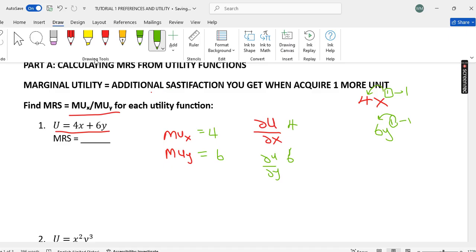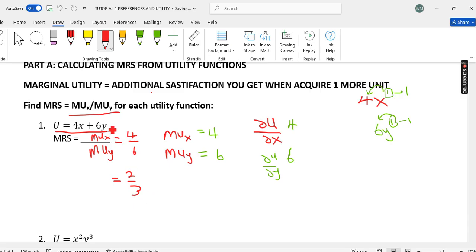So we can find our marginal rate of substitution. We're going to say MRS equals MUx over MUy. MUx is 4, MUy is 6. We can simplify this fraction to 2 over 3.